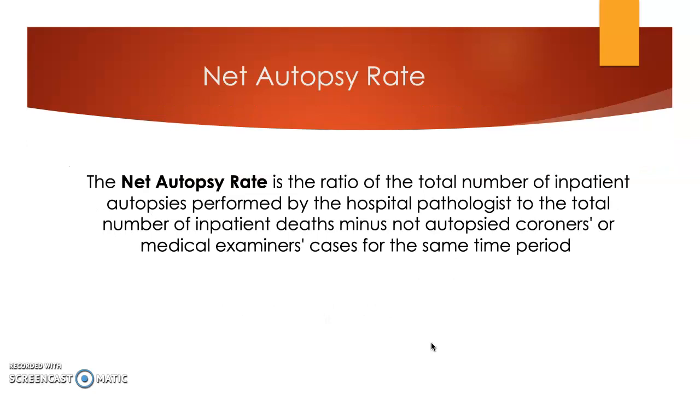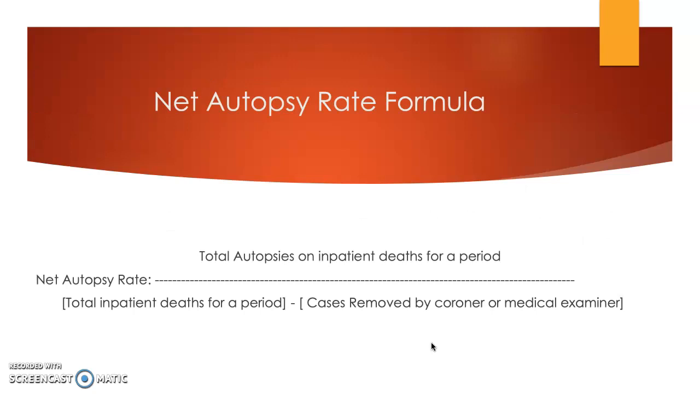The net autopsy rate is the ratio of the total number of inpatient autopsies performed by the hospital pathologist to the total number of inpatient deaths minus not autopsied coroners or medical examiners cases for that same period. A visual again of the net autopsy rate formula, remembering to subtract the cases removed by the coroner or medical examiner.